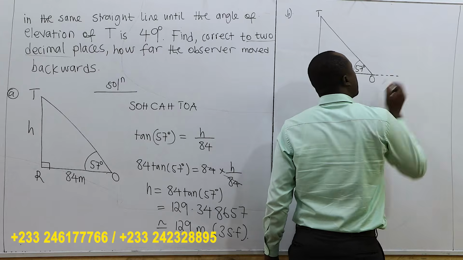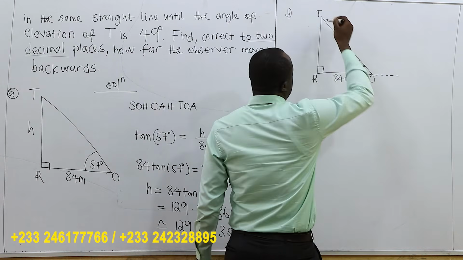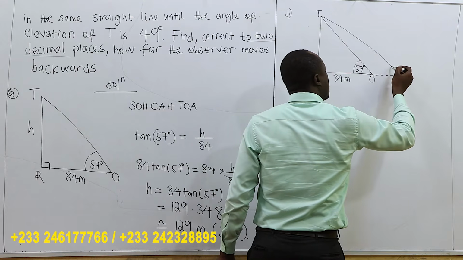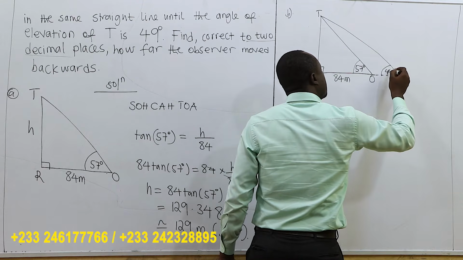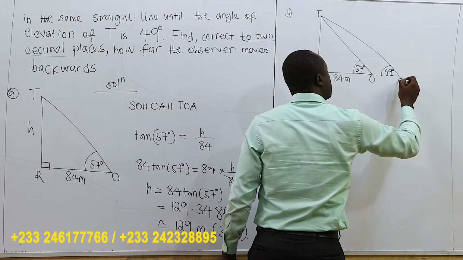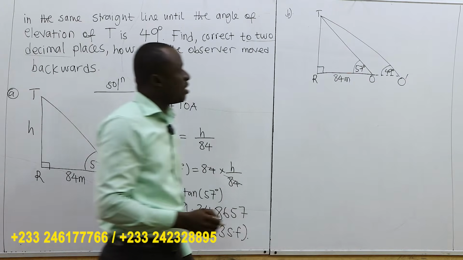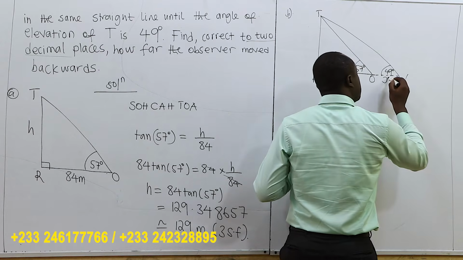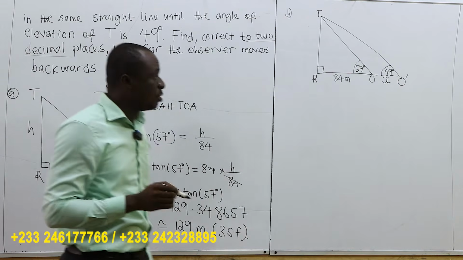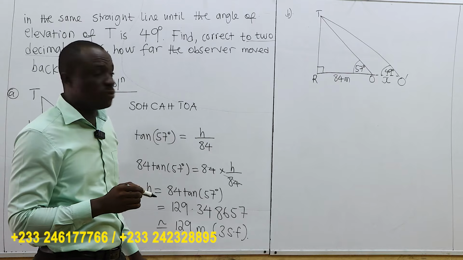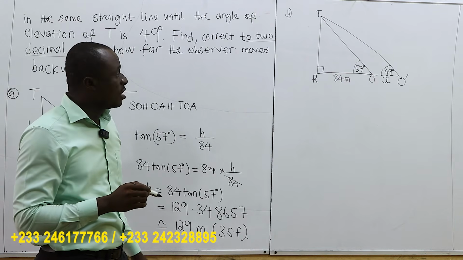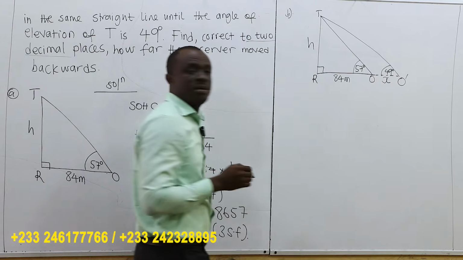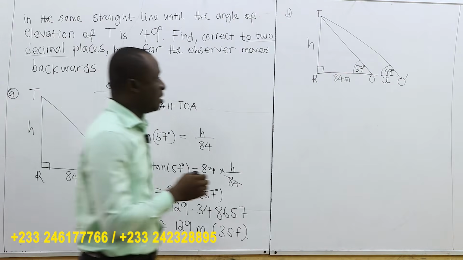It is moving away. And then the angle of elevation we are being told is 49 degrees. Let's say this is O prime. Let's indicate the distance moving away from O to be X. So here clearly we have two diagrams, and then this place is our H. Still using the tan.